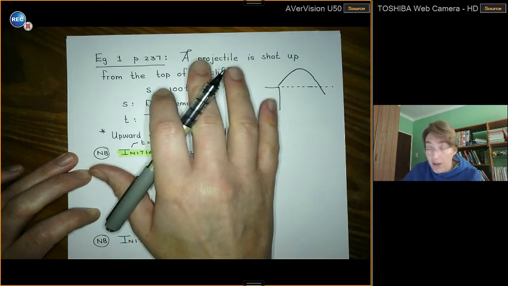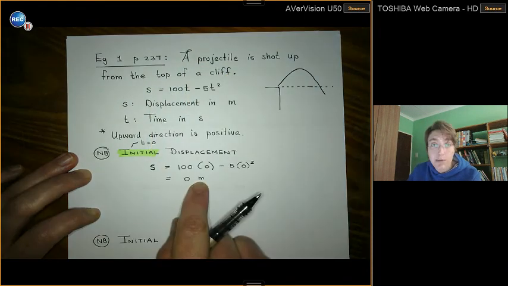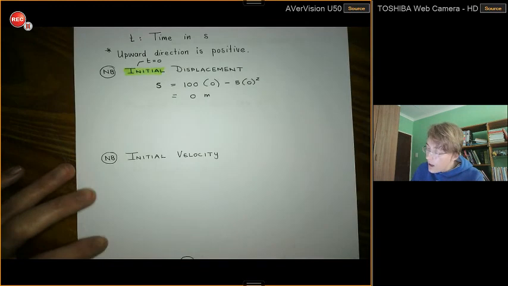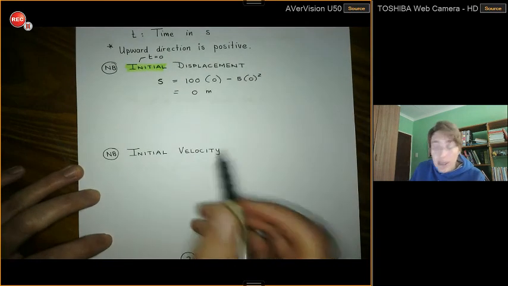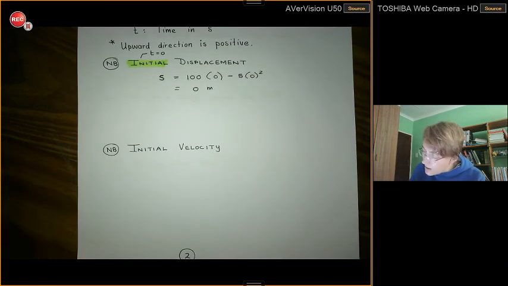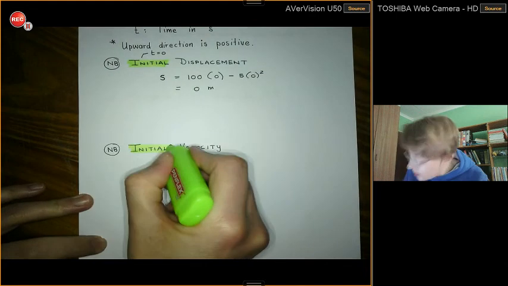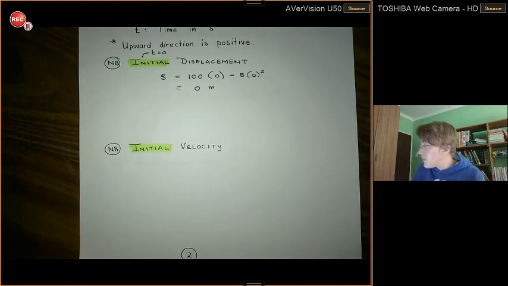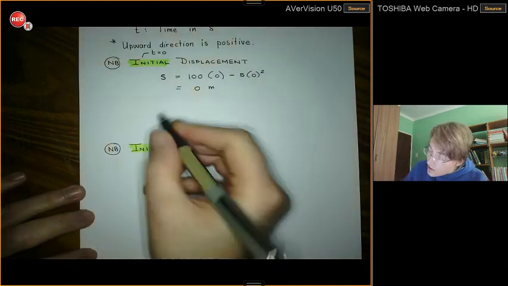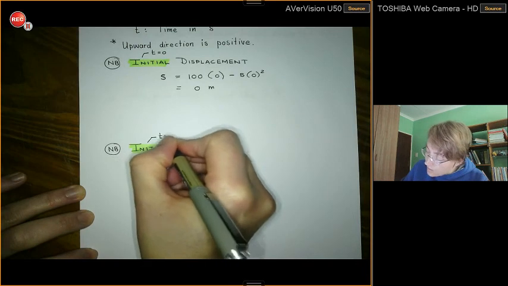So based on how they defined it, the initial displacement is 0 in this case. Okay, now let's talk about the initial velocity. Again, the word initial always indicates this is what happens before anything else. So this is what happens where t is equal to 0.